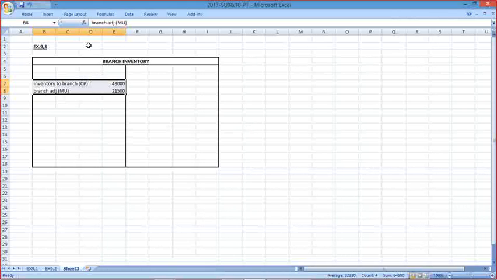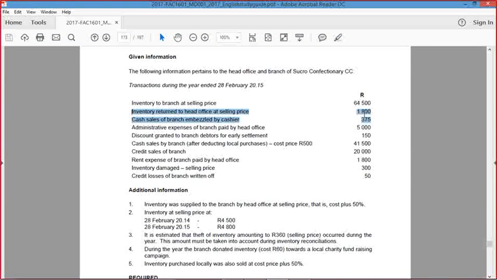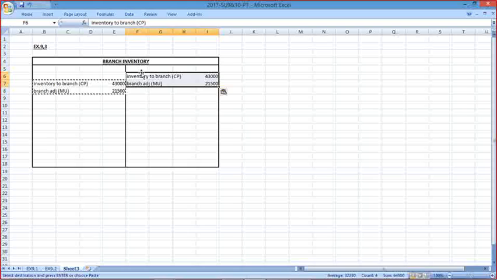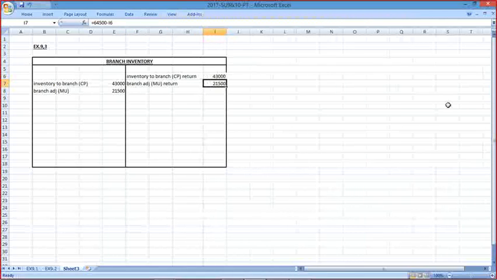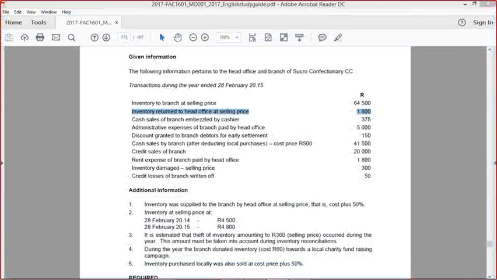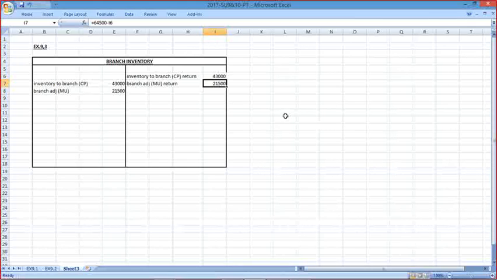So you've recorded that particular adjustment in this account. Where do I put inventory returned to head office at selling price? That will credit your branch inventory account. Good. It will decrease the account. Well done. This was the returns. So it's 1,100 times 1 times... what was the amount? 1,800. 1,200, yes, 1,200 and then 600. Good. Next.